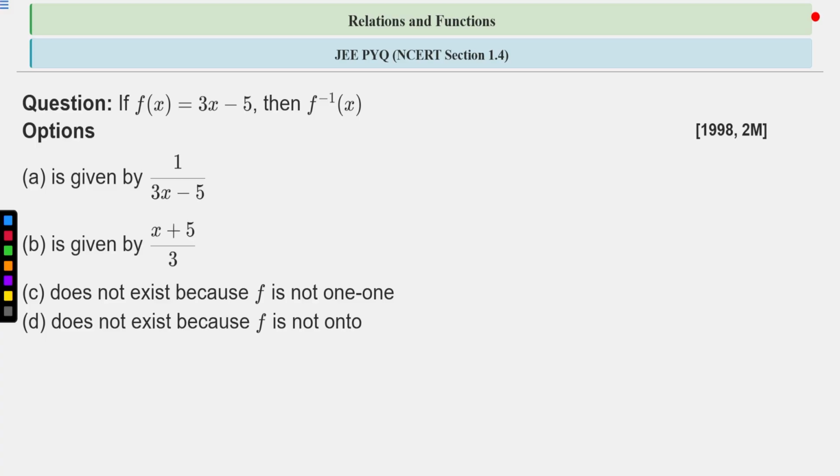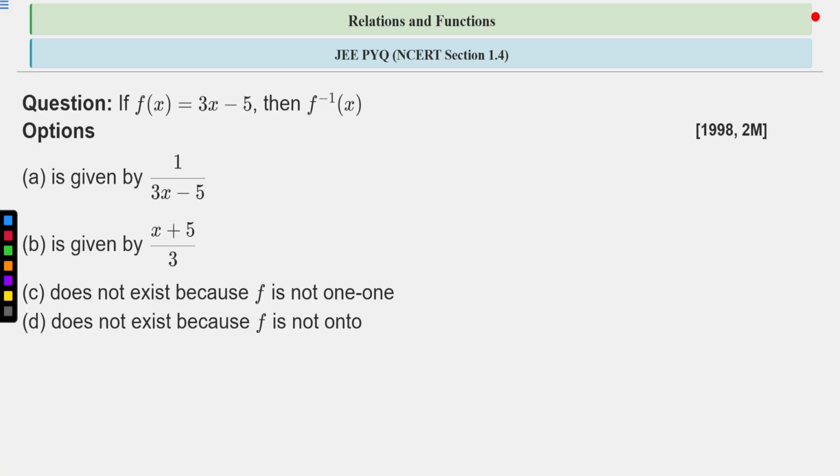So, which option will be correct? What you need to check? See, first we need to find the value of f inverse x, right? So, for f inverse x, the function must be bijective. That is, it must be both 1-1 and onto, right? Clear? So, we will check the condition of the function to be both 1-1 and onto, right?